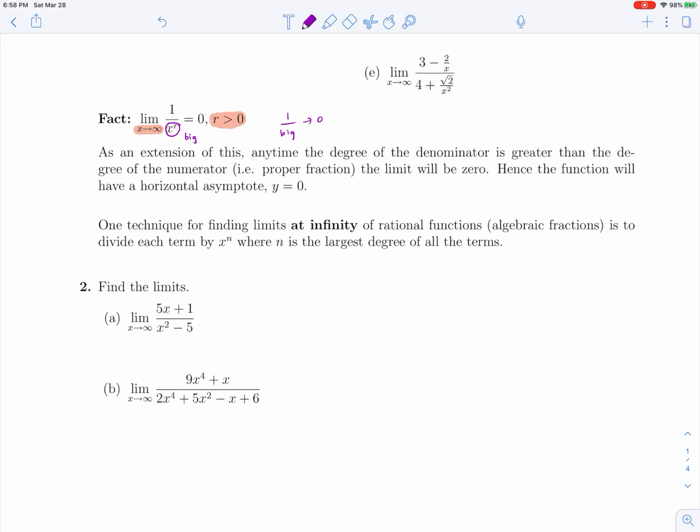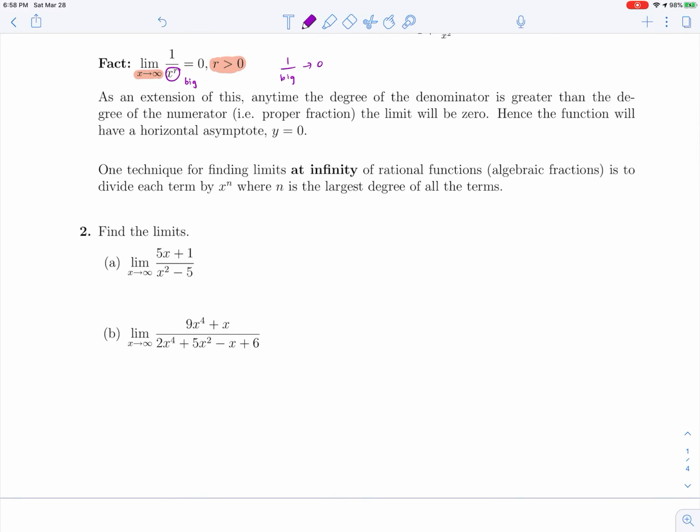As an extension of this, anytime the degree of the denominator is greater than the degree of the numerator, that is a proper fraction, the limit will be 0. Hence, the function will have a horizontal asymptote y equals 0. One technique for finding limits at infinity of rational functions is to divide each term by x to the n, where n is the largest degree of all the terms.